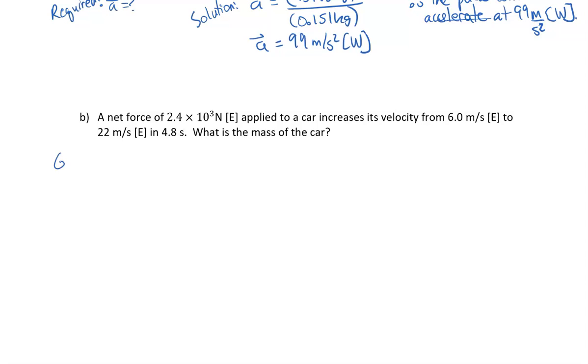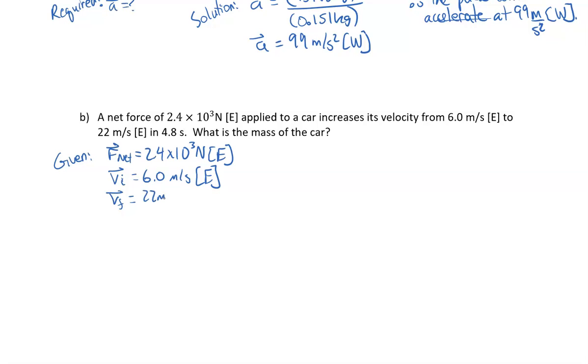So let's see. What we're given here is that the net force is equal to 2.4 times 10 to the 3 newtons east. We also know that the initial velocity is 6 meters per second east. And we know the final velocity is 22 meters per second east. So last thing that we know is that the time is 4.8 seconds. We are required to find the mass of the car.